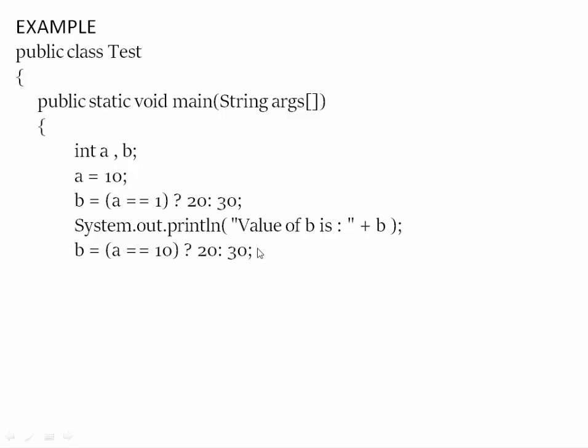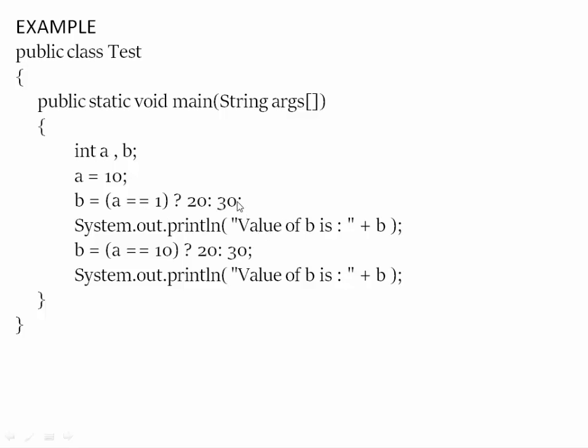Okay. And next, again print the value of b, and close the main method and close the class. So execute this program and write the output. What will be the value of b after executing this statement, and what will be the value of b after executing the other statement? So tell me, what is the value of b after executing this statement?